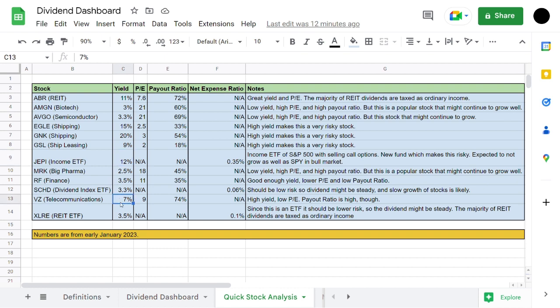Verizon, I mentioned that before, very high percent, a leader in telecommunications. So that seems like a solid thing to do. So that's the data from early January 2023.